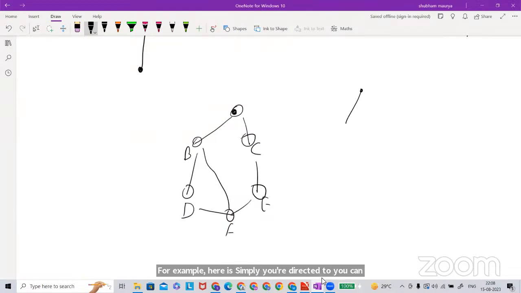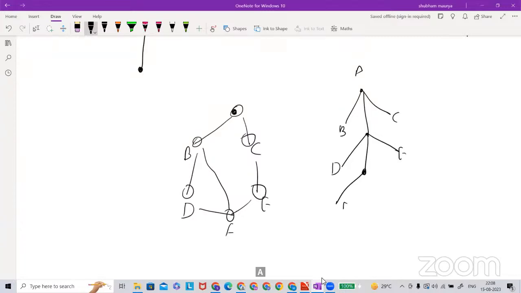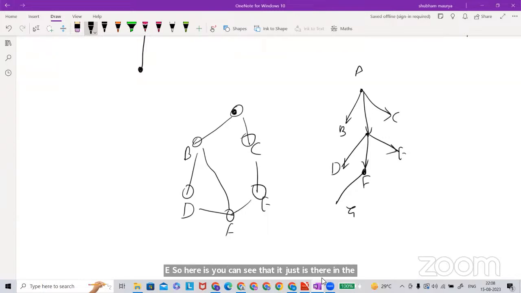Or like this one: A, B, C, D, E, F, or E, F, G. Here you can see that the direction is given. Now suppose I just made it like this, I is here, and this is. So this is not a DAG.